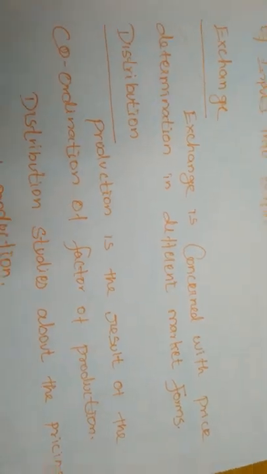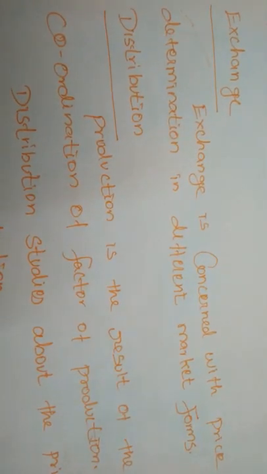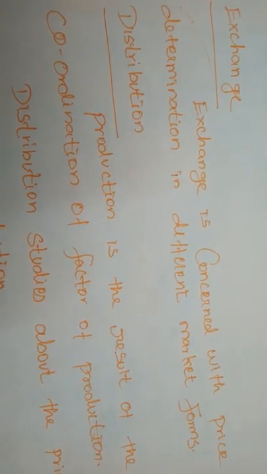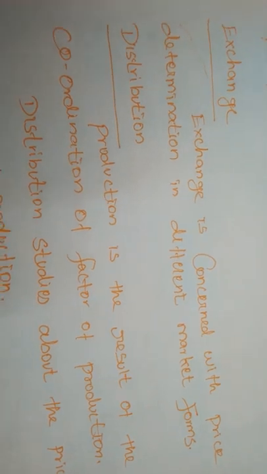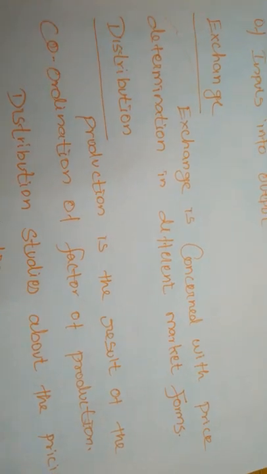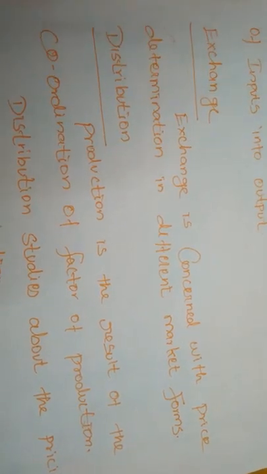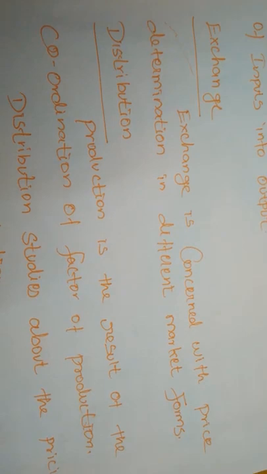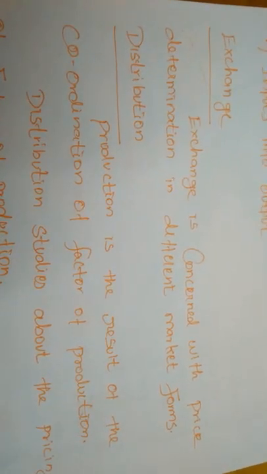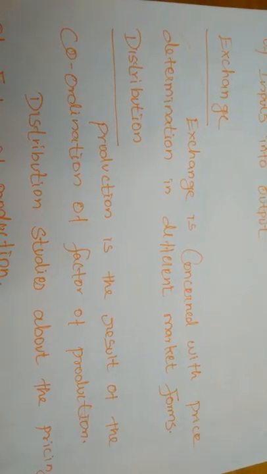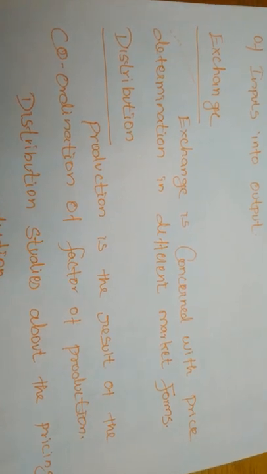So the produced commodities must be exchanged into the hands of the consumers. When the commodities reach the market, the price will be determined. The prices will be determined in different market forms and in different ways. In the local market the price will vary, and in the international market the price will be different. So price determination will also be different in these different kinds of markets.